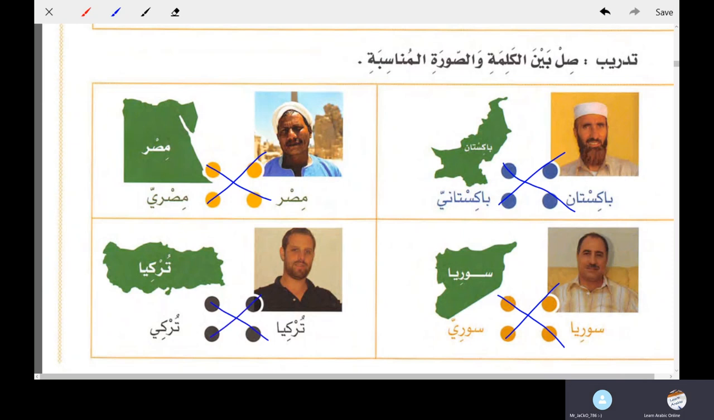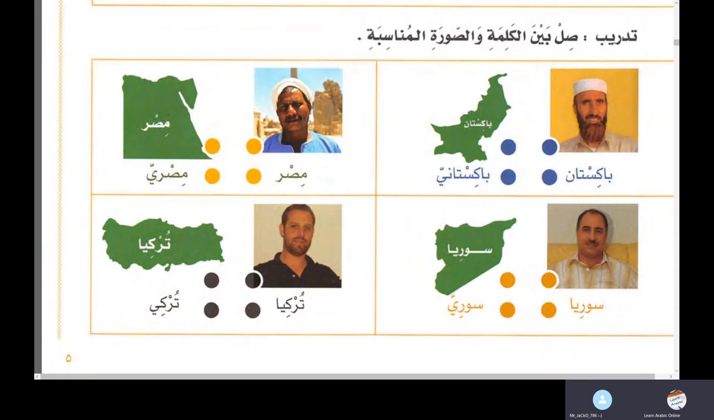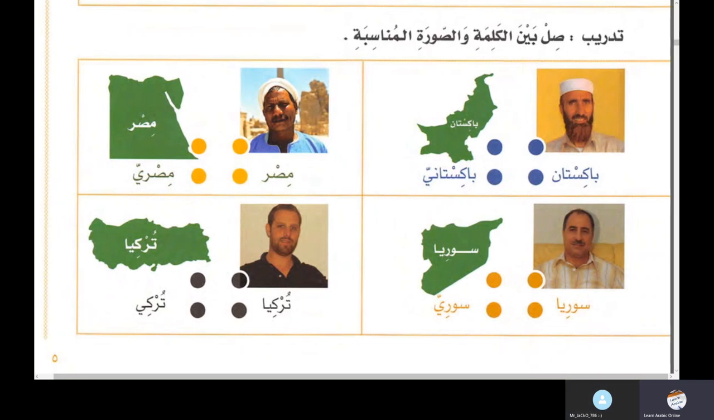Shall I take a screenshot? No, I will send you the PDF book. You will open this page, then you will solve it, and then you will make a screenshot and send it to me so that I can check it. Okay? Yeah, I got you.